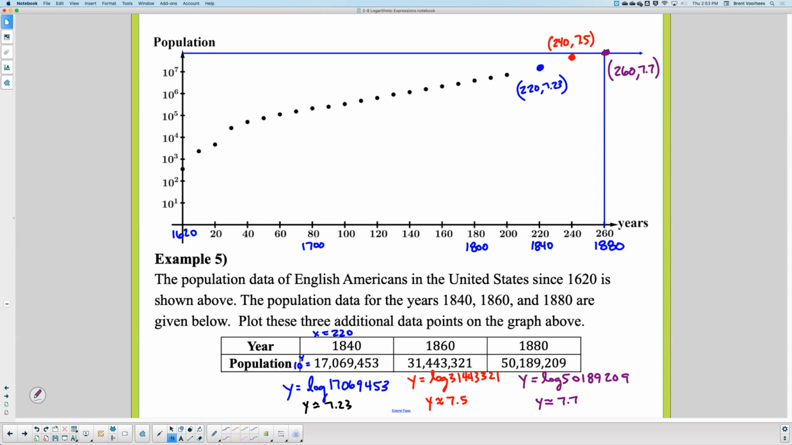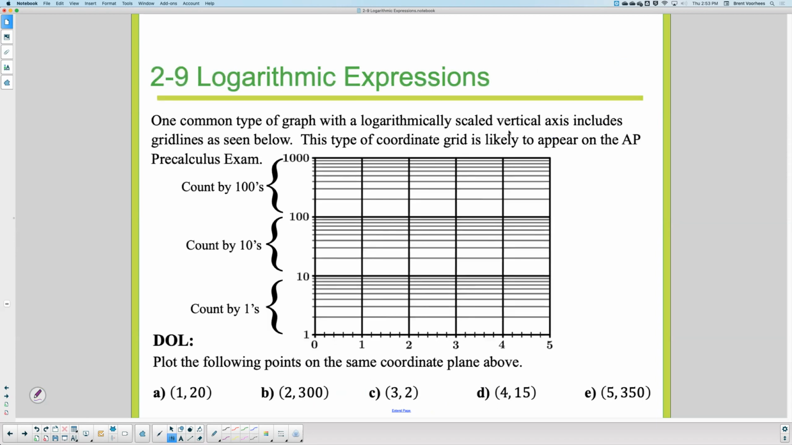All right, your last DOL. Plot those points.